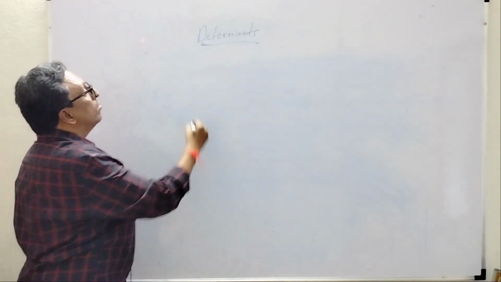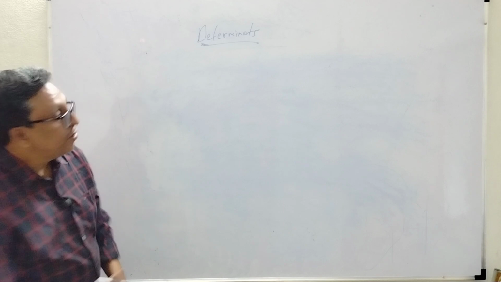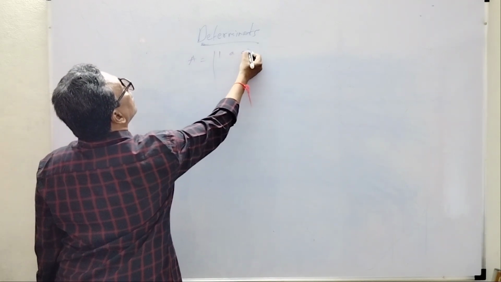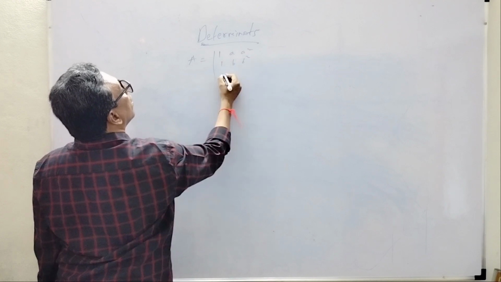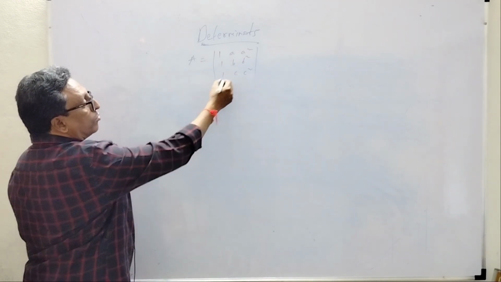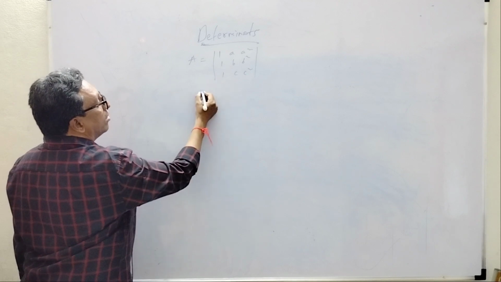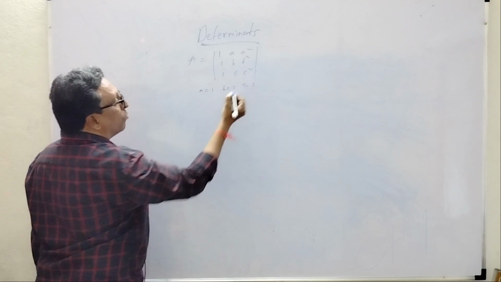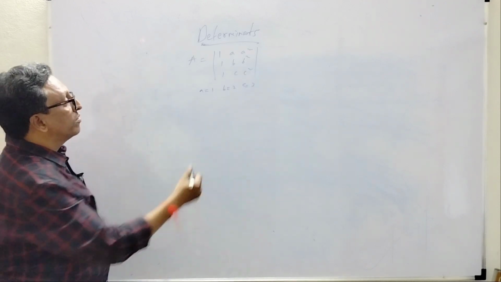Determinants. A is equal to the determinant of 1, a square; 1, b square; 1, c square. First, to calculate this in a shortcut, you will take a equal to 1, b equal to 2, c equal to 3 as the known numbers.